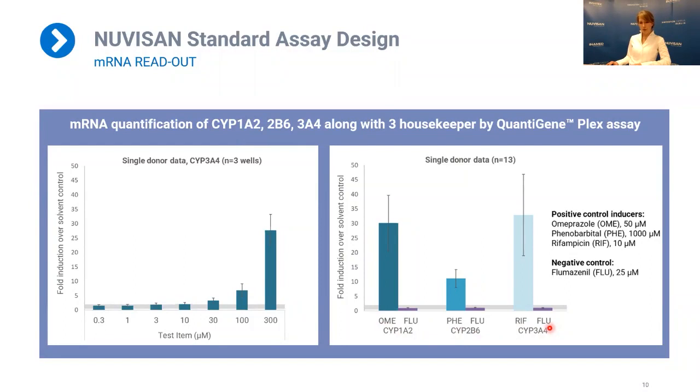An important note here, why do we measure primarily mRNA quantification and not enzyme activity? The reason is that it can happen, and it is not so rare, that the test item is not only an inducer, but also an inhibitor of CYPs. And in such a case, the induction may be masked on activity level, and also the authorities recommend to measure mRNA as a primary endpoint.